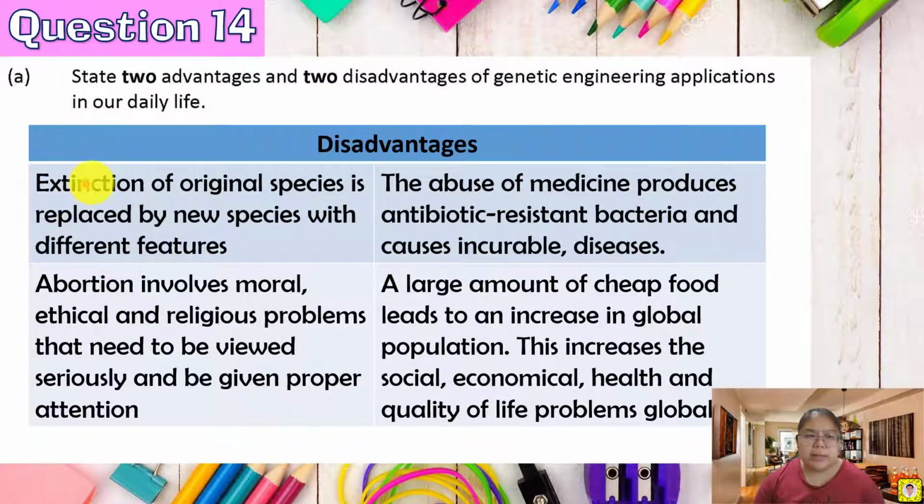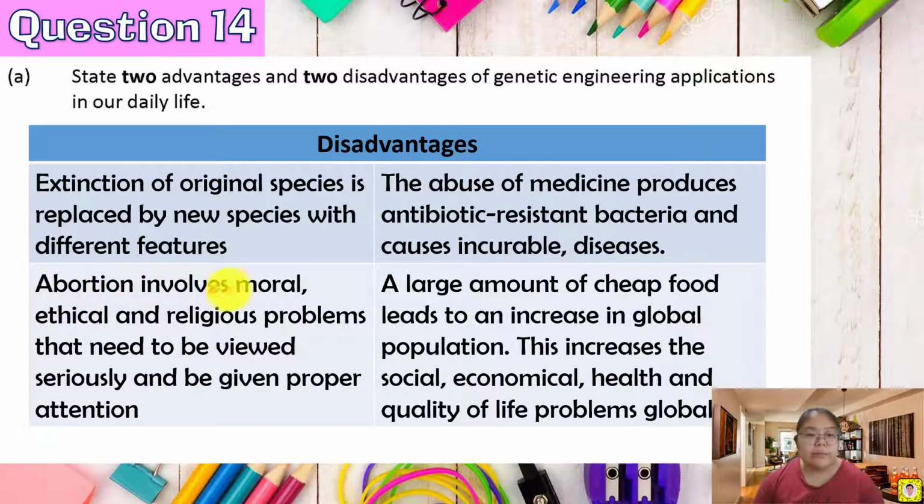Okay, from here you can say about the extinction of the original species. If you produce a new one, that means the original become less. Okay, it's replaced by the new species. They will be different of the feeders. Okay, after that, the abuse of medicine. Okay, they produce antibiotic resistant bacteria and cause the incurable diseases. Okay, maybe they become drugs. That one is one of the disadvantages if you over used, over taken.